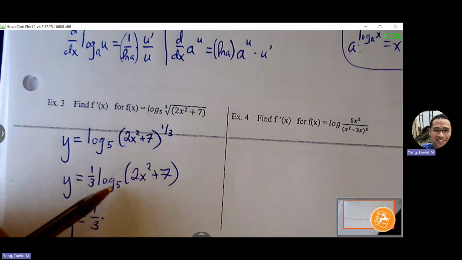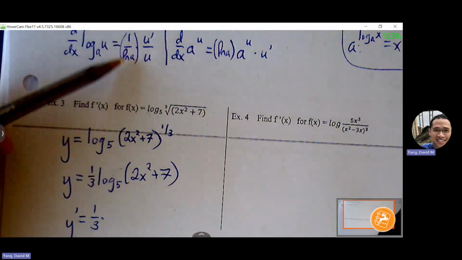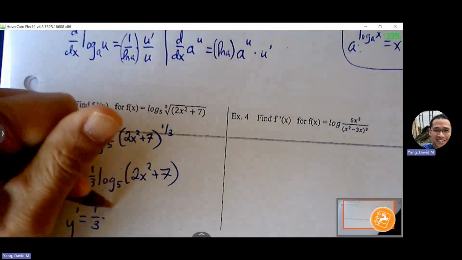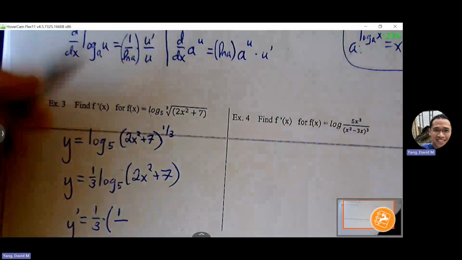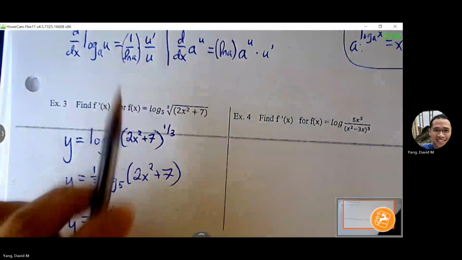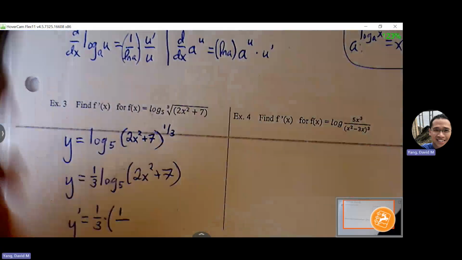Log base 5. This is not natural log, so I have to do a little bit of conversion here. There's another coefficient that's going to be in front. 1 over natural log of what? 5. Yep, that's my base. Natural log of 5.